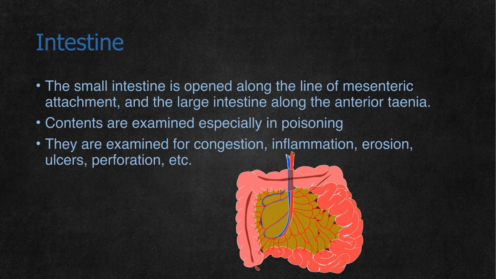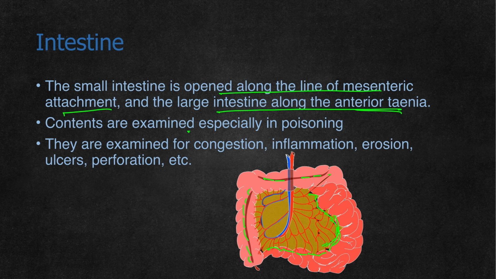Next, the small intestine is opened along the line of mesenteric attachments, and the large intestine along the anterior tenia. In the small intestine, it is cut open along the mesenteric attachment and the contents are examined. In the large intestine, it is cut along the anterior tenia in the ascending colon and transverse colon, and opened for examination of the contents.